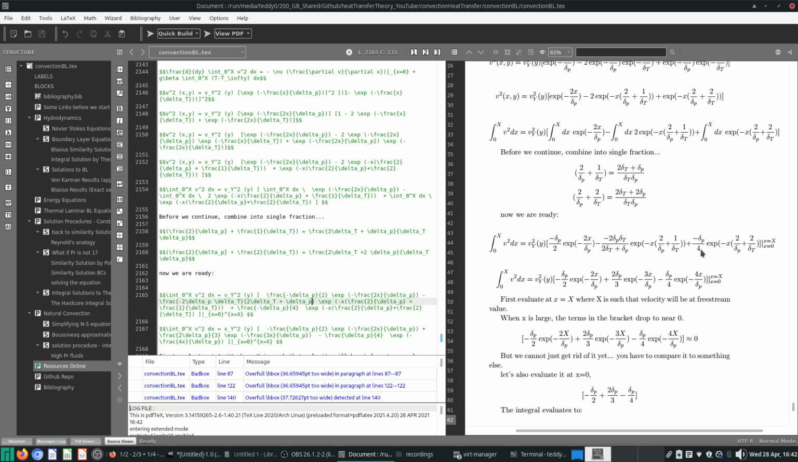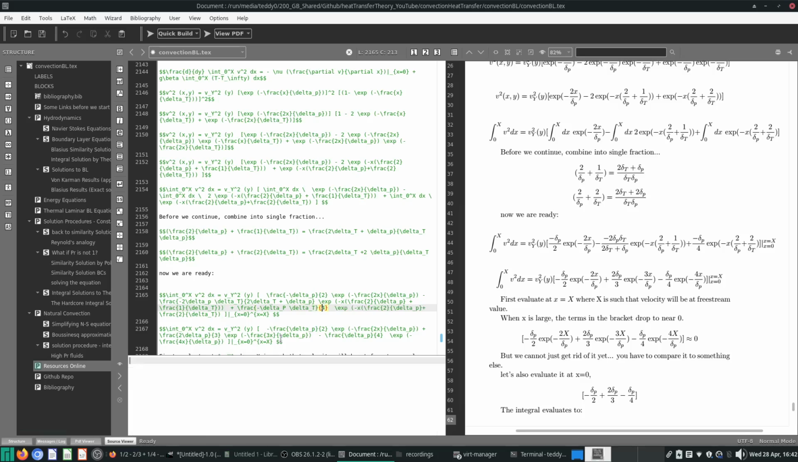And then this little fella at the end, we also need to correct some of that. Again, the signs are the same. I have a delta p delta t on top and 2 delta t plus 2 delta p at the bottom.